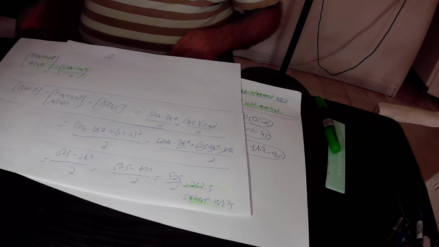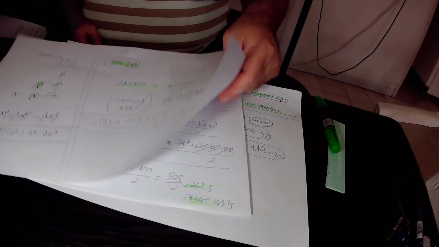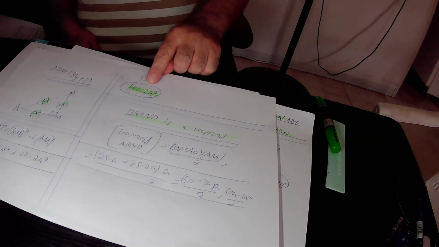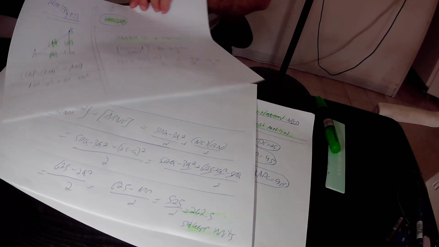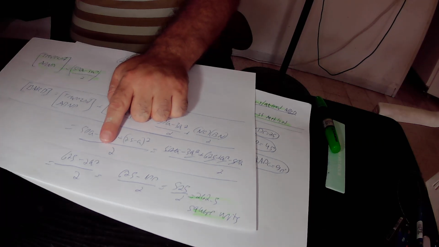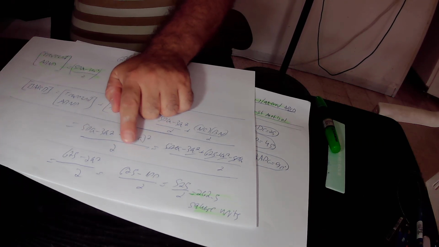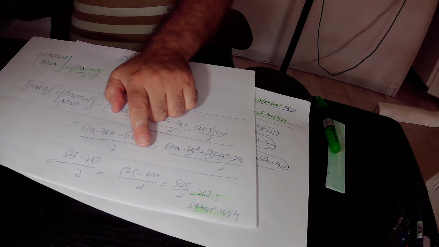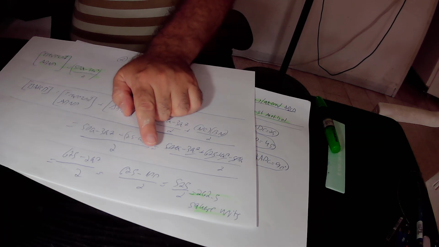But we already found out that 2a² equals 100. Therefore, we can substitute 2a² here by 100. We did it, and we found out that 625 minus 2a² is 100 over 2. 625 minus 100 is 525 over 2.